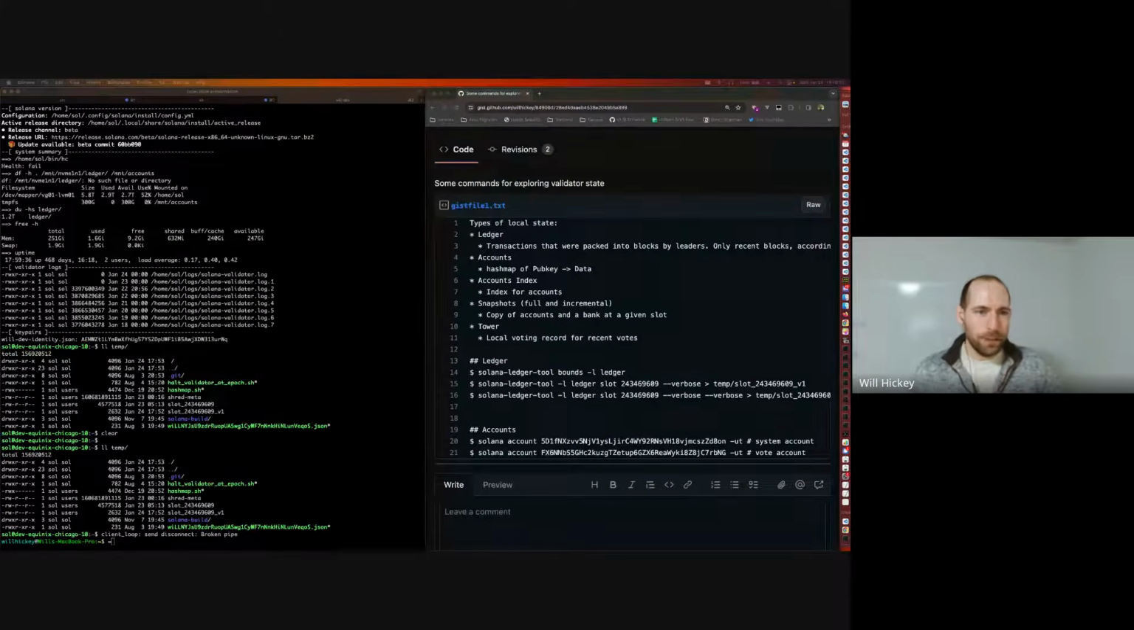Is it what RPC queries draw from? Yes. Among other things. There are obviously a lot of RPC methods, but yes, some of the RPC methods draw directly from the ledger.